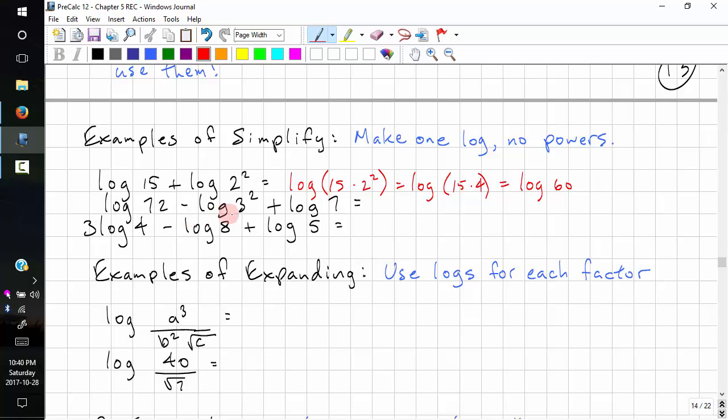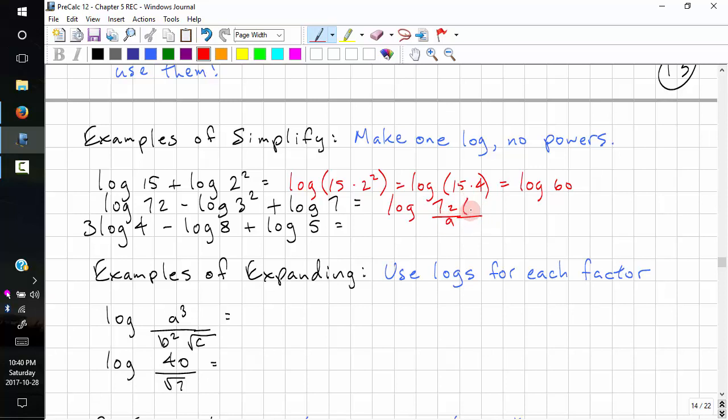Log 72 minus log 3 to the power of 2 plus log 7. Everything we subtract goes into the denominator. Everything we add goes into the numerator. Log 72, 3 to the power of 2 is 9.